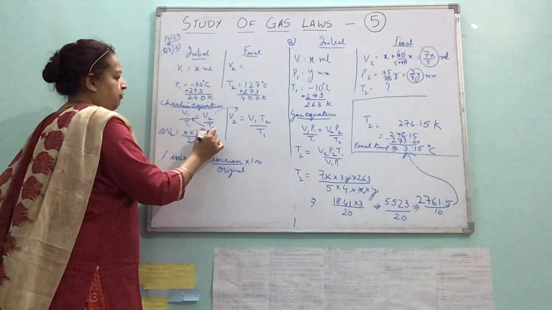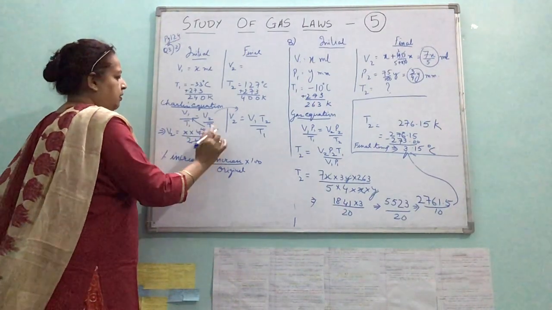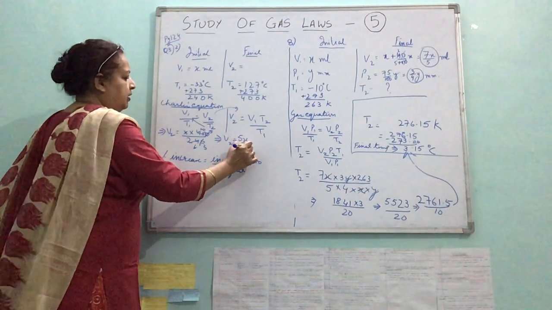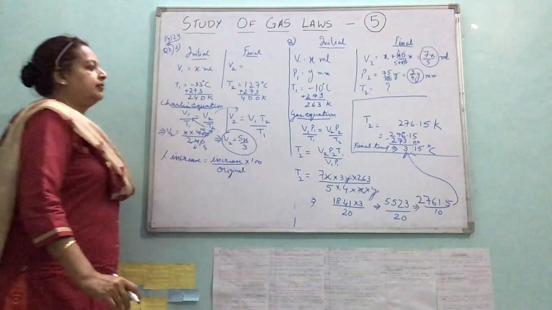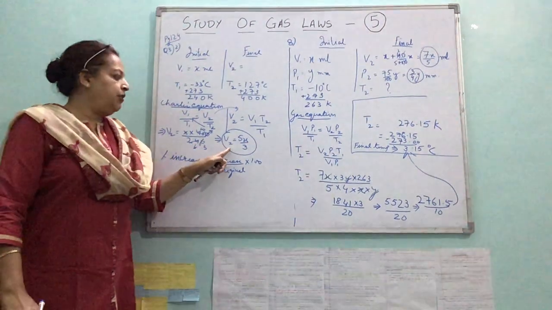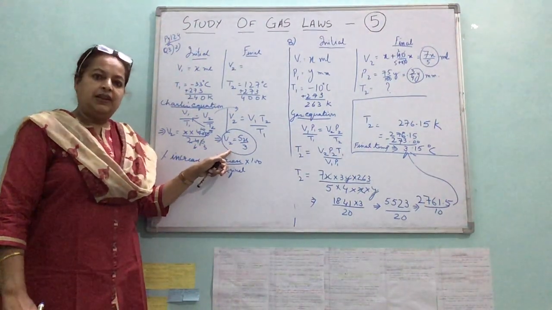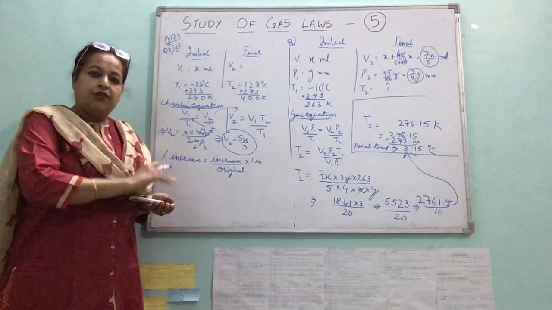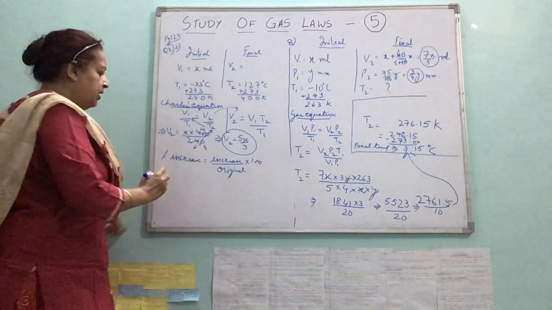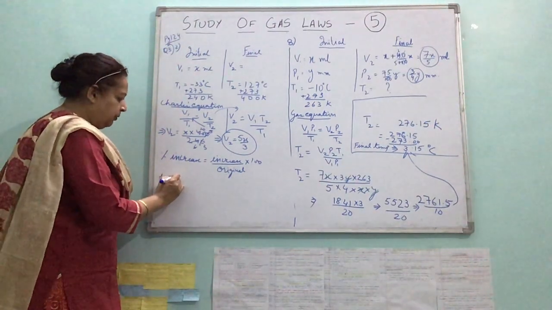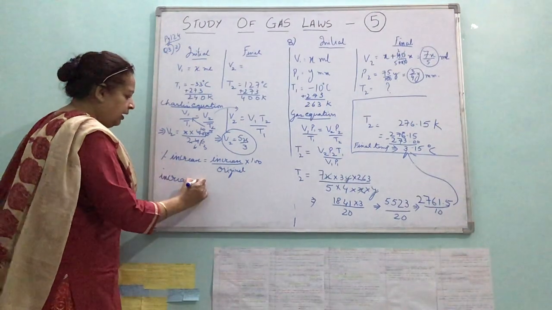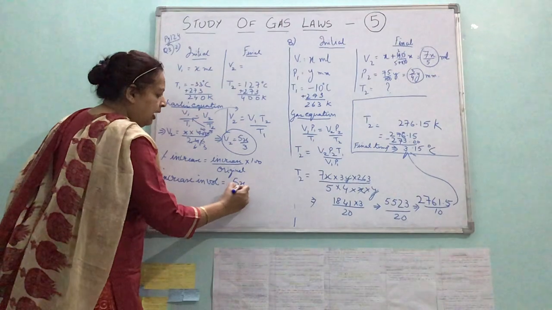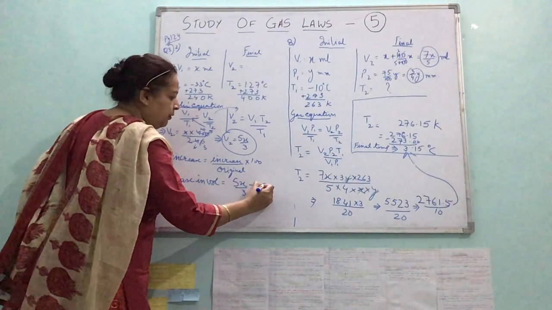So V2 is equal to 5x by 3. Initial volume is x and volume in the second case is 5x by 3. To find percentage increase, I should find out how much it has increased from the original. So I'll find the increase in volume. From the final volume, I'll subtract the original volume.